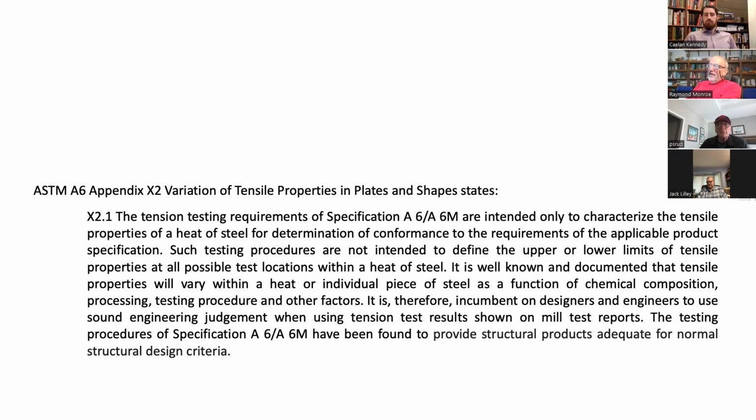And they put in Appendix X2 that the tensile test requirements are only intended to characterize the tensile properties of the heat of steel for determination of conformance to the requirement. It's not intended to define the upper or lower limits of test properties at all possible locations. It's well known and documented that the properties will vary within a heat and within an individual piece of steel as a function of chemical composition, processing, test procedure, and other things. This is well-known stuff. And yet many of our design engineers don't know this and don't think it's true.